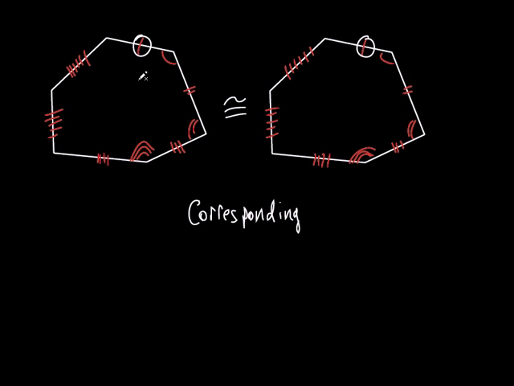So if I pick this up, put it right on top of this, the sides that match up with each other are called corresponding sides. So I've got corresponding sides, and I also have corresponding, what do you think? I got sides and what else? Yep, I got angles. Corresponding sides and corresponding angles.